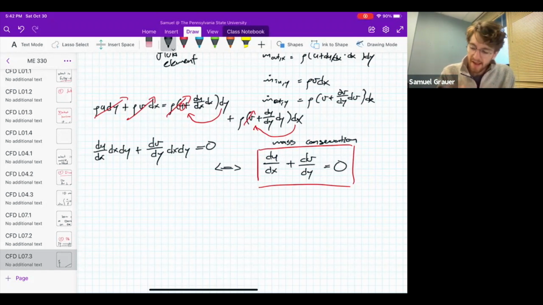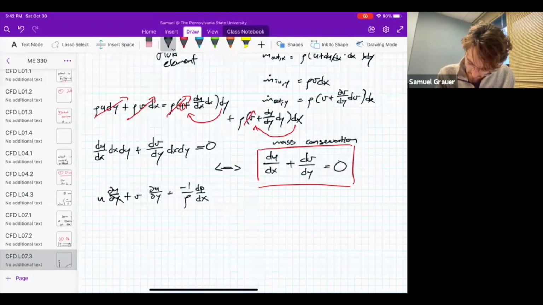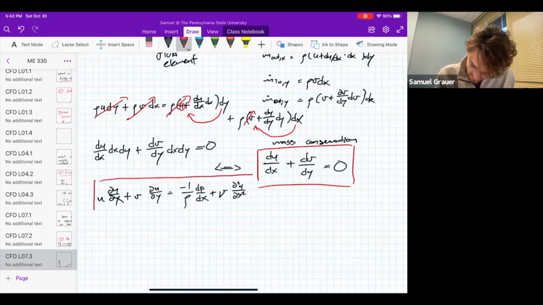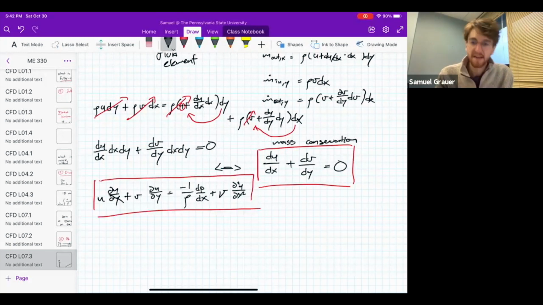And your final x direction momentum conservation is going to be u du dy plus u du dx plus v du dy equals -1 over rho dp dx plus nu d squared u dy squared. Okay, so this is x direction momentum. And like I said, you can derive it by just applying a force balance to this fluid element. And I'm happy to go through that with anyone who wants to see it. So x direction momentum.